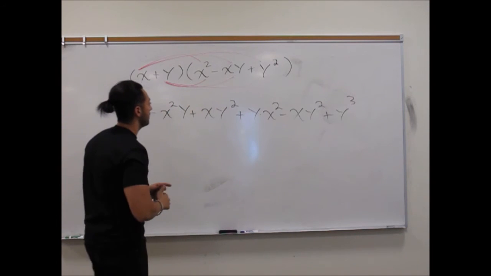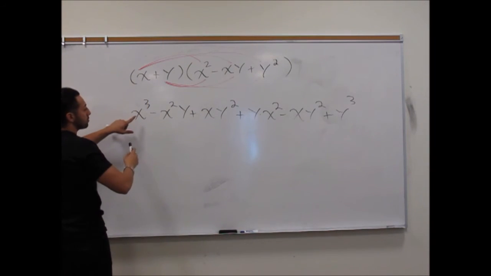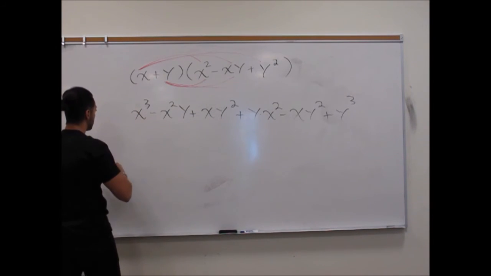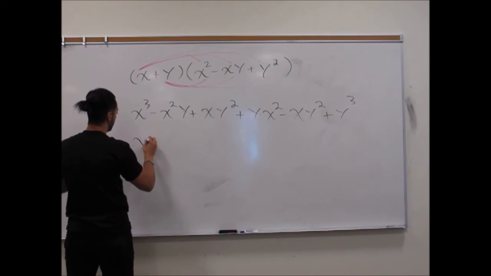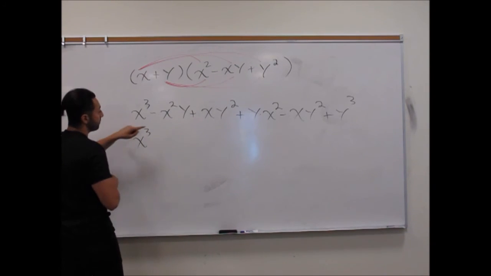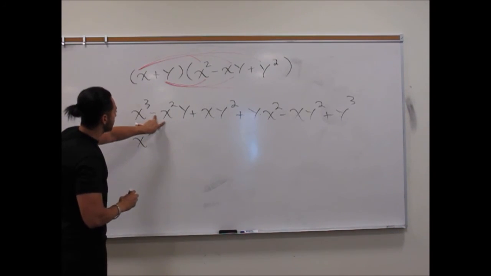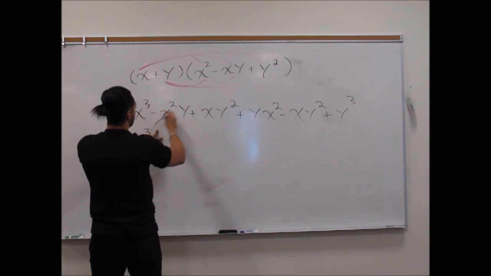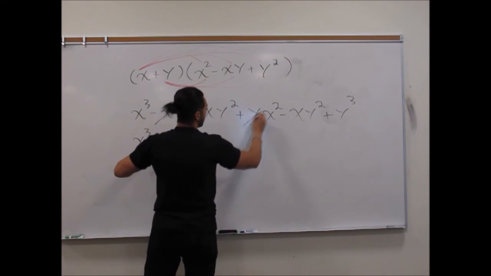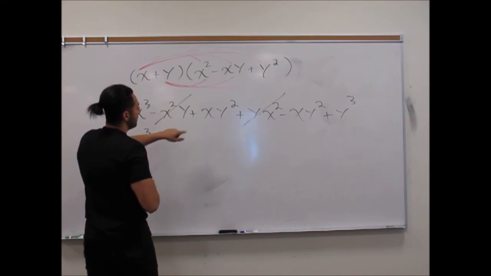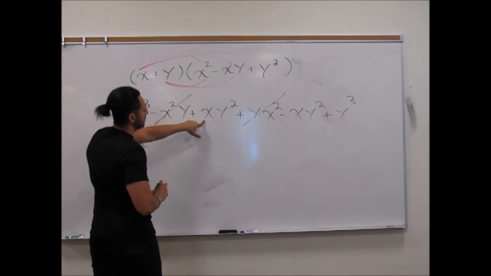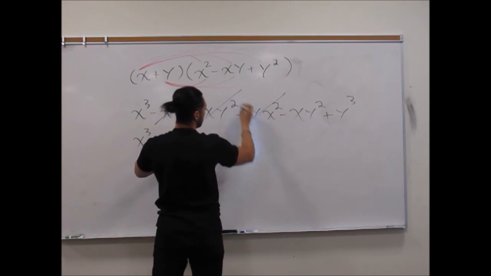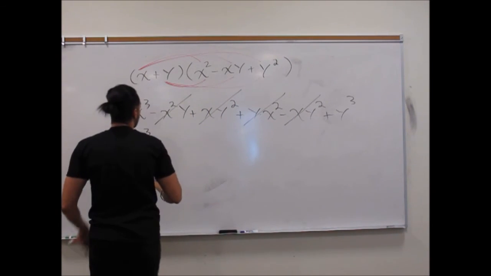And now we just do the combining part. So there's the x cubed and the y cubed, but you can't combine them because they're different variables. So this x cubed, I'm just going to rewrite. Can't combine with anything. There's a negative x squared y here, and there's a positive x squared y here. So those would cancel out. Negative x squared y, positive x squared y. And then here you have a positive xy squared, and here you have a negative xy squared, so those would also cancel out.